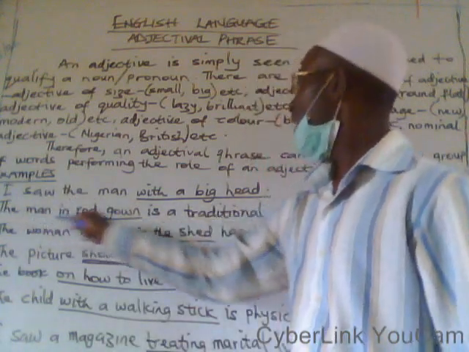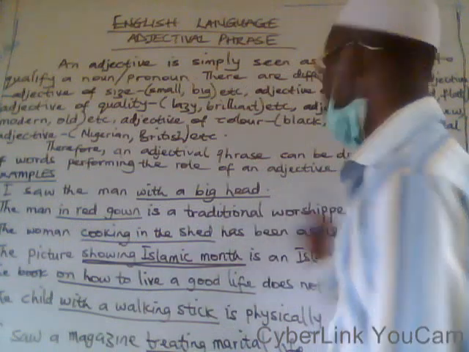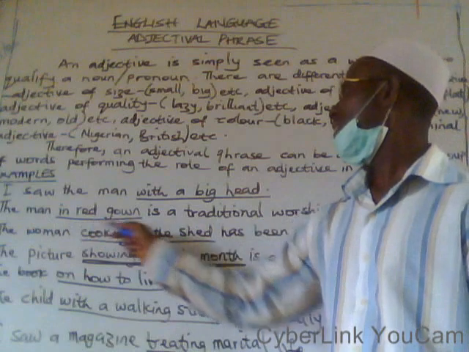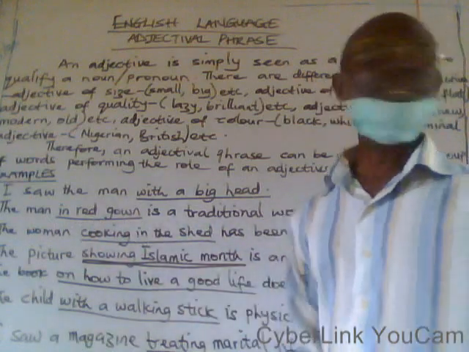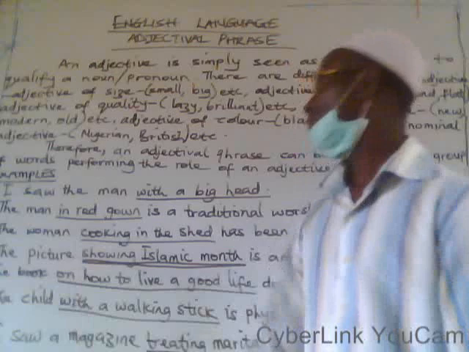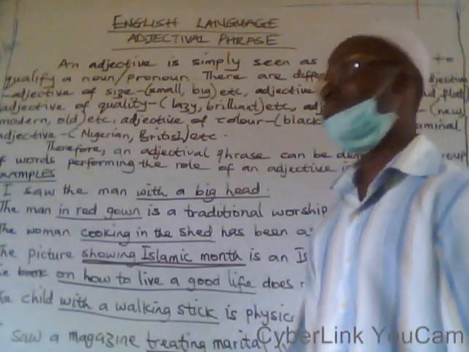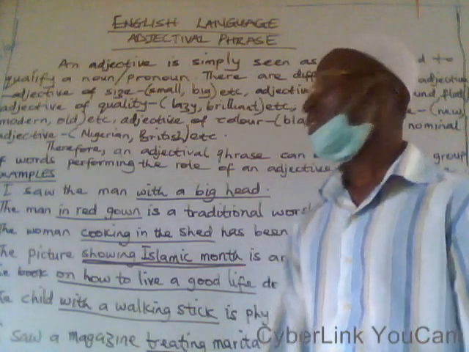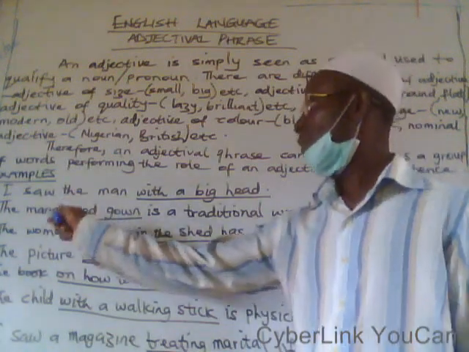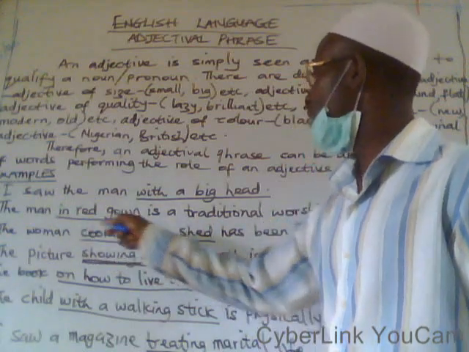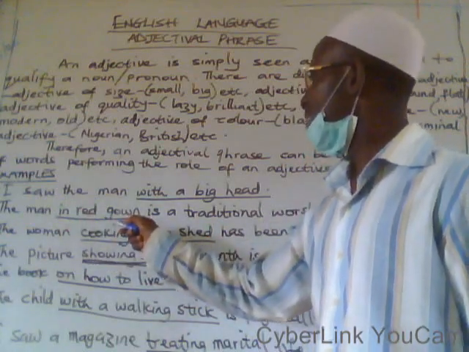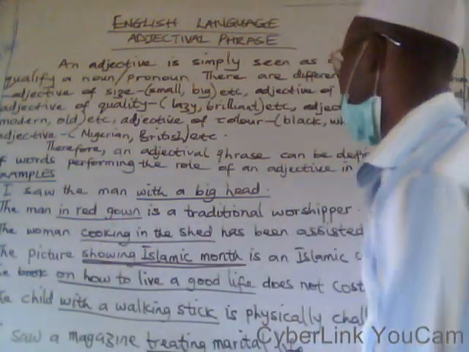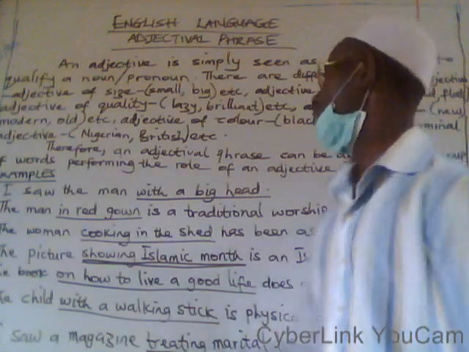Example 2. The man in red gown is a traditional worshipper. So in red gown here is an adjectival phrase describing the man. Which man? Is it the man in red and blue gown? No. Is it the one in white garments? No. We are talking of the one in red. You now discover that in red gown here is describing the man. So this is an adjectival phrase. The man in red gown is a traditional worshipper.